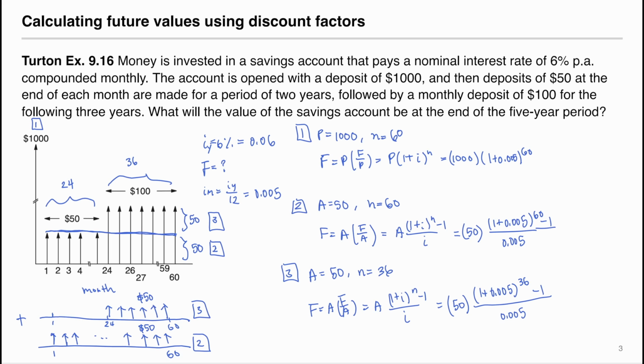And finally, we add everything up. F equals 1, 2, 3. I label them away. Then we will still get the same final result, which is 6,800. Please verify using your calculator.